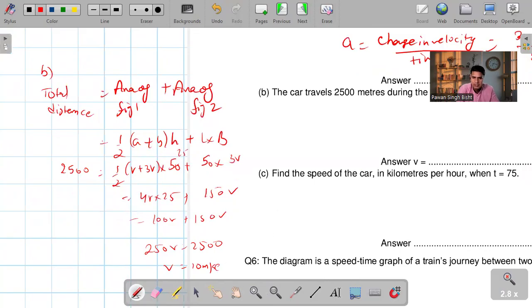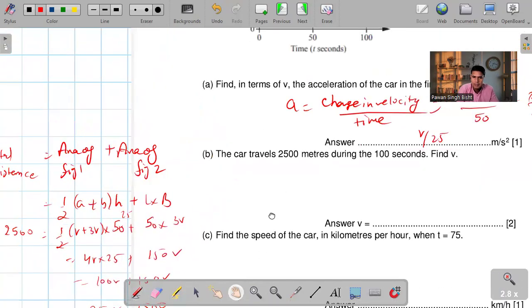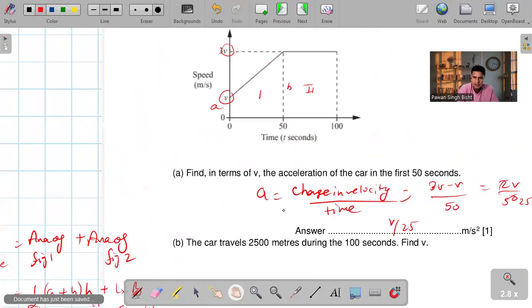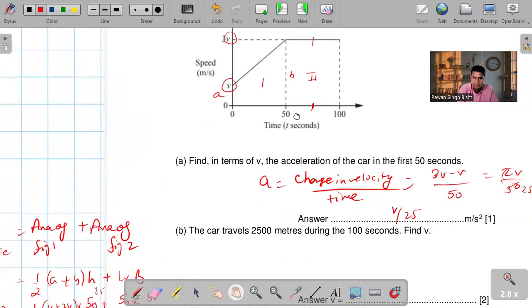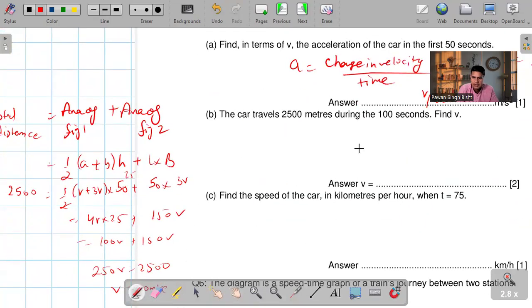Now you have to find the speed of the car in kilometers per hour when the time is 75 seconds. 75 seconds will be somewhere here in between. At that time, what is the speed? It is 3v, which means 3 times 10, 30 meters per second. To convert meters per second into kilometers per hour, there is a shortcut: multiply by 18 upon 5. 30 times 18 over 5, 5 times 6, so 108 kilometers per hour.